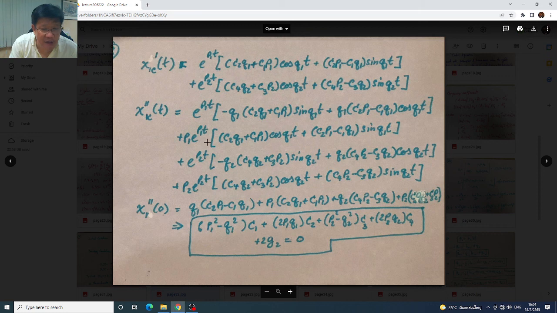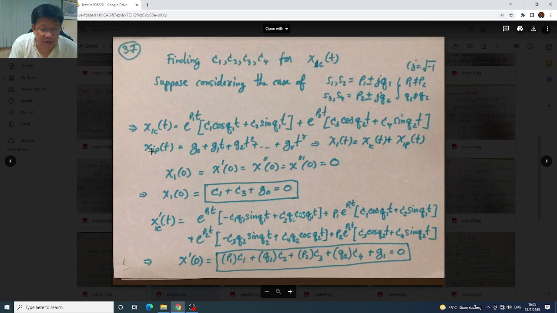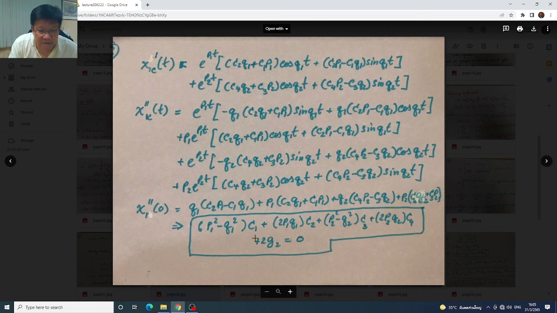When you substitute at t is equal to 0, you end up having this type of equation. The constant term becomes 2 times g2, because once you find the second derivative of the particular solution, these two terms vanish, and this one becomes 2 times g2 when you find the second derivative, equal to, that's the third equation.